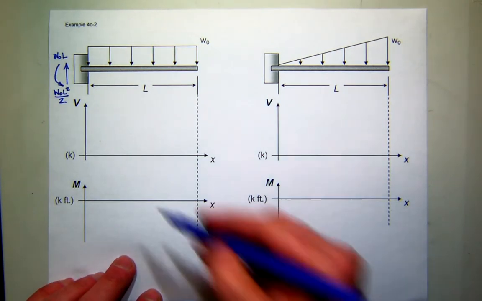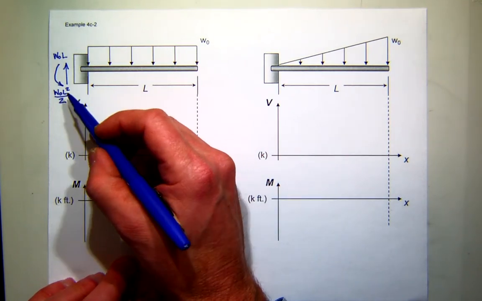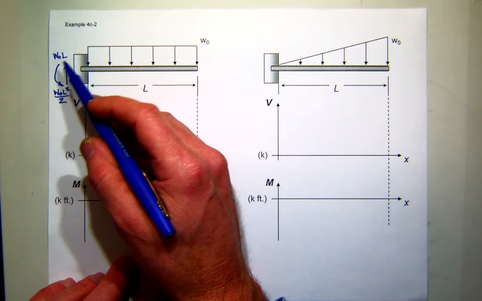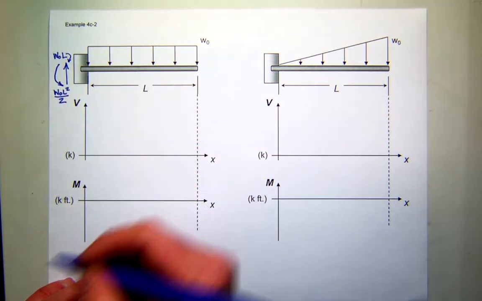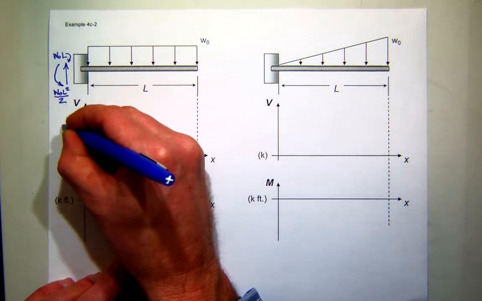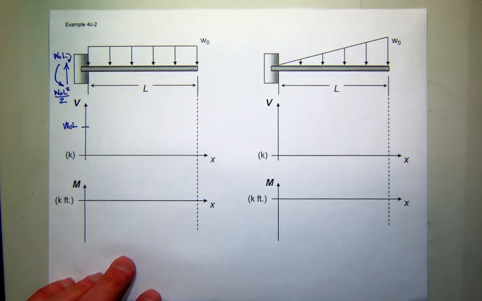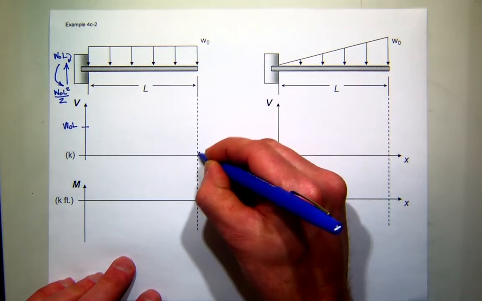Okay, so with that said, what's the shear starting here at the left edge? Positive or negative? It's positive and has a value of W naught L. What's the shear at the free end? 0.